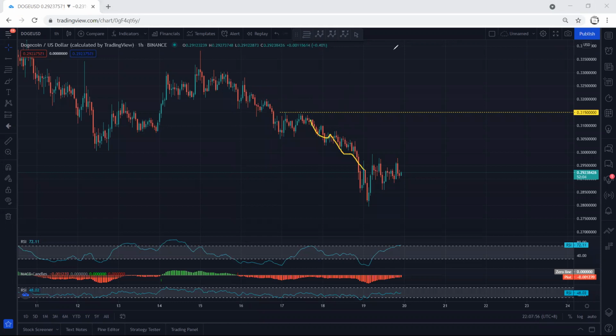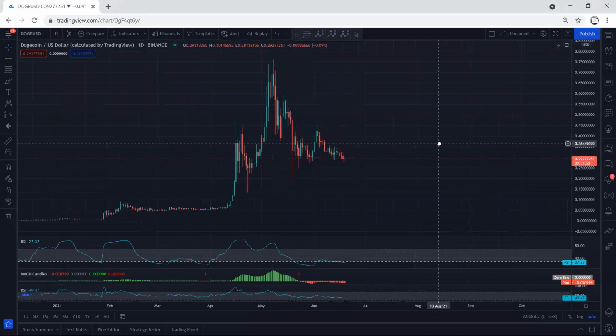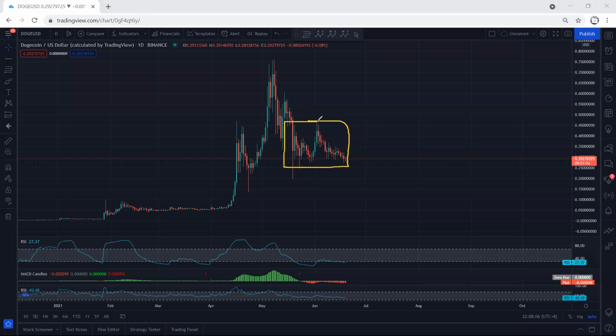Anyway, the price dropped, and we mentioned even if the price drops, we are not looking for sell. And if we move to the daily chart, as we can see, the price is almost at the lowest within this range. That means we want to see whether the price breaks out of the 30 cent and 27. That means this is the zone we're looking for.